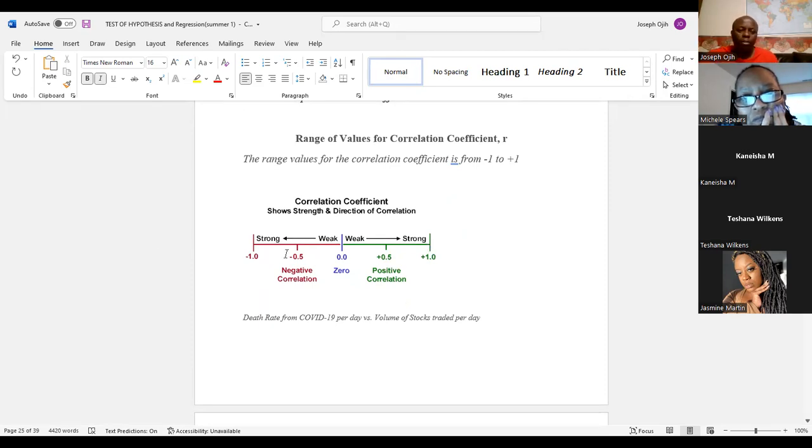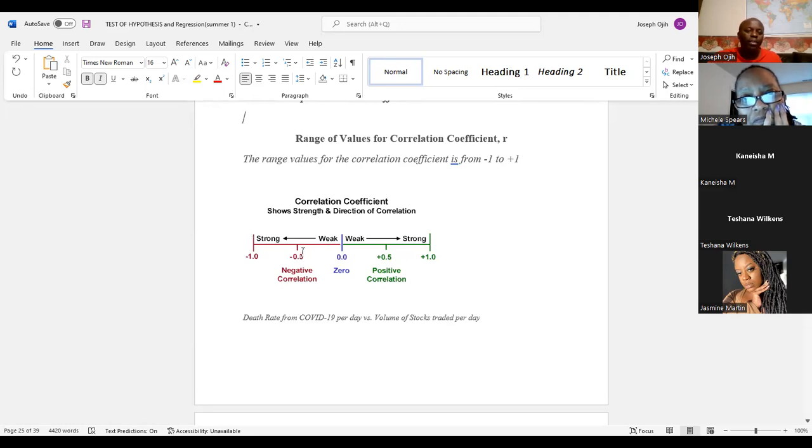But for the negative correlation, they go contrary to each other. For example, the higher the speed, the less time. They go opposite each other. But for positive correlation, they go in the same way.